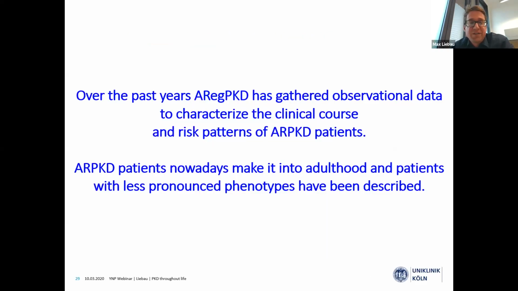So to summarize this first part, over the past years, we've set up this registry study that has gathered observational data to characterize the clinical course of patients and to identify risk patterns for ARPKD patients. ARPKD patients nowadays can make it into adulthood, and actually we've seen some patients with less pronounced phenotypes that first presented in adulthood. So ARPKD should also be considered as a rare but possible differential diagnosis for cystic kidneys, especially in young adults.